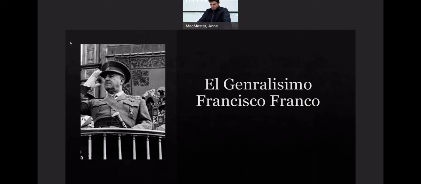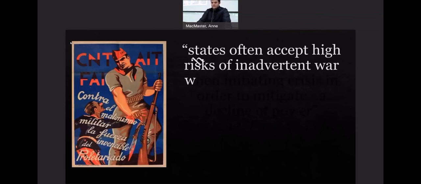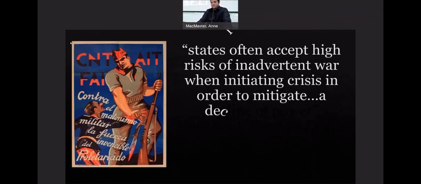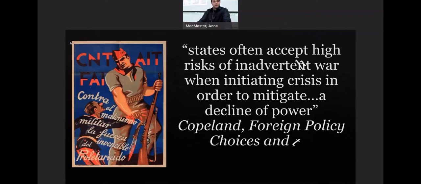The first is the grievance-based narrative seen in both General Mola as well as General Franco. These continuous demotions of the generals caused individual grievances and in a broader sense took power away from the military. Franco's fear of further demilitarization is seen in Copeland's dynamic differentials theory. States often accept high risks of inadvertent war when initiating crisis in order to mitigate a decline of power.